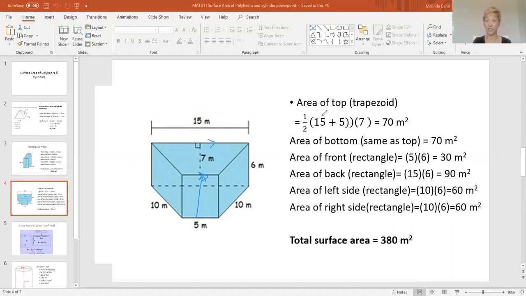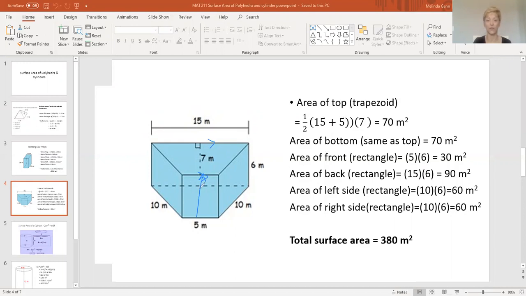So remember your order of operations, parentheses first. So 5 plus 15 is going to give me 20. Half of 20 is 10, and then 10 times 7 is 70. So if that top trapezoid is 70 square meters, that bottom is going to also be 70 square meters.